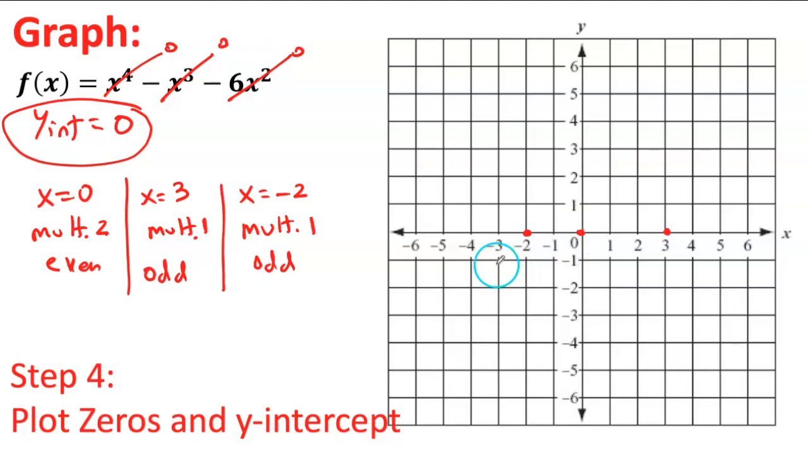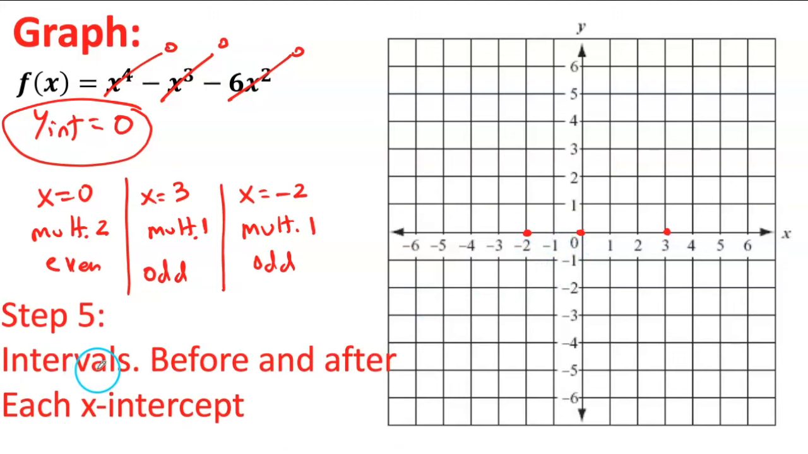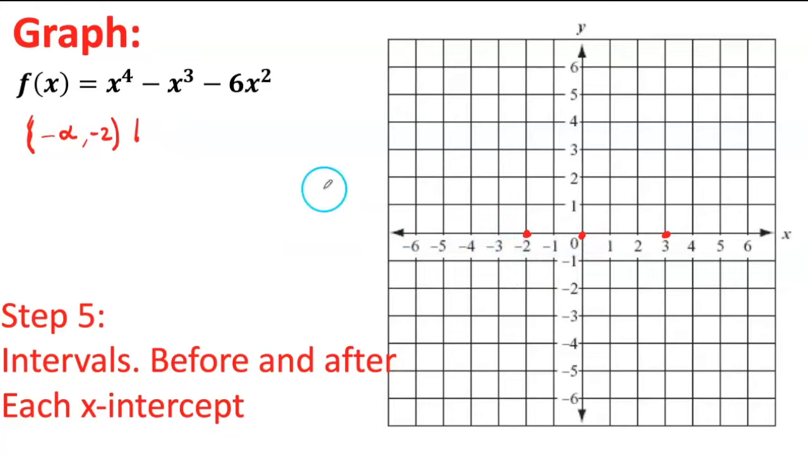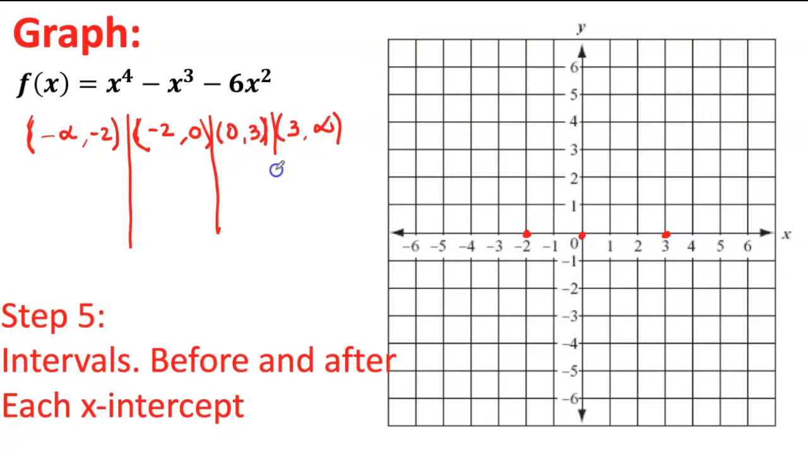So remember that. Having this, we need to find the intervals before and in between every x-intercept. My first interval is going to be between -infinity all the way to -2. The next interval is between -2 and 0. And the next interval is going to be between 0 and 3. Remember, the idea is to get test values for these intervals. And the last interval is going to be between 3 and infinity.